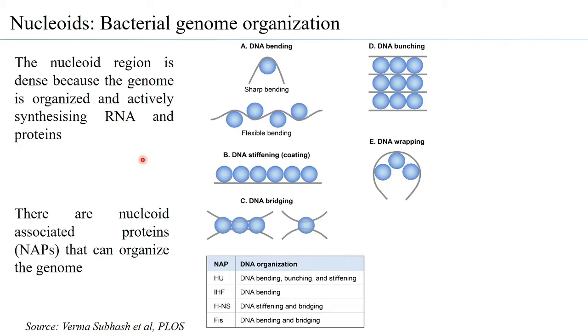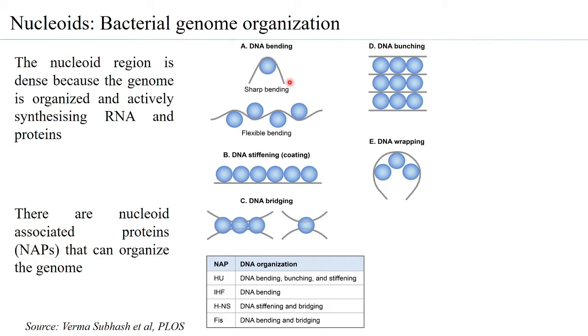Interestingly, the group of proteins in the bacteria that is responsible for bringing the genome into a certain organization is called nucleoid associated proteins. These nucleoid associated proteins can bind to the DNA, and on binding, they give a certain architecture, a certain way by which the DNA is going to conform.